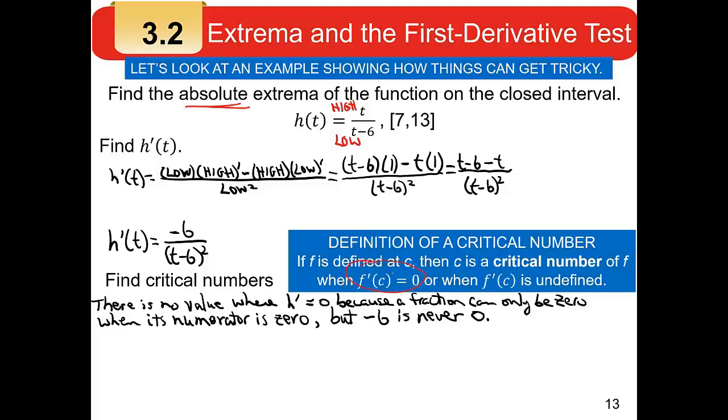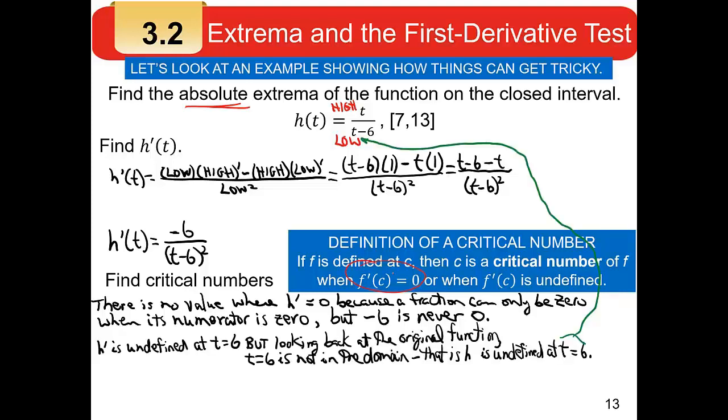How about the derivative being undefined? Well, obviously there is a place where the derivative is undefined. It's at t equals 6. But remember also that a critical number has to be in the domain of the function. But it might have been worth noting just from the very beginning that you can't divide by 0, so there's no way you can let t be 6.